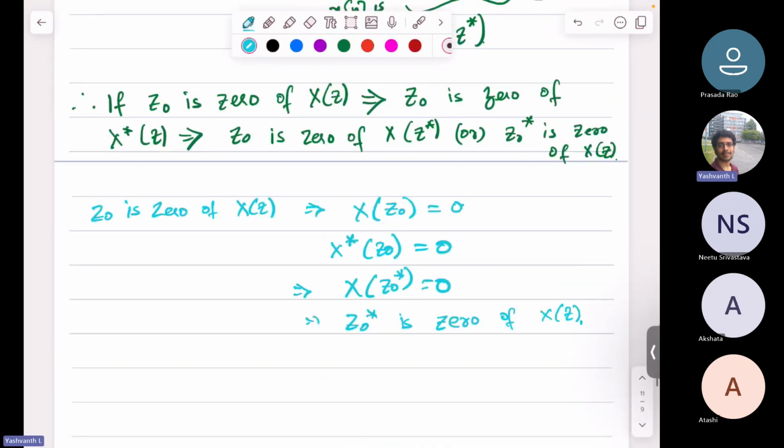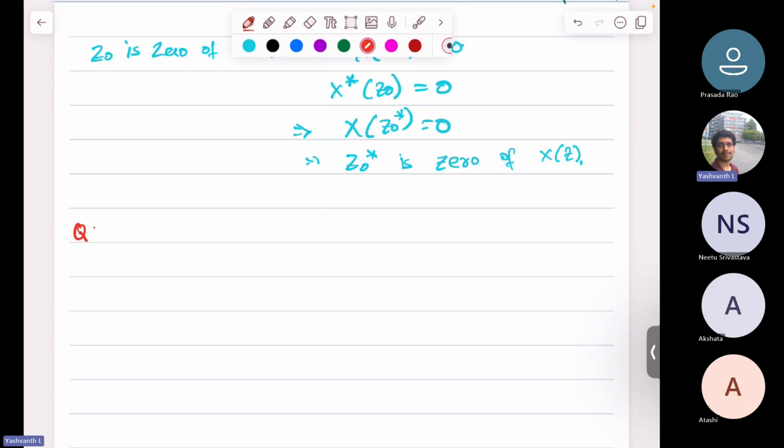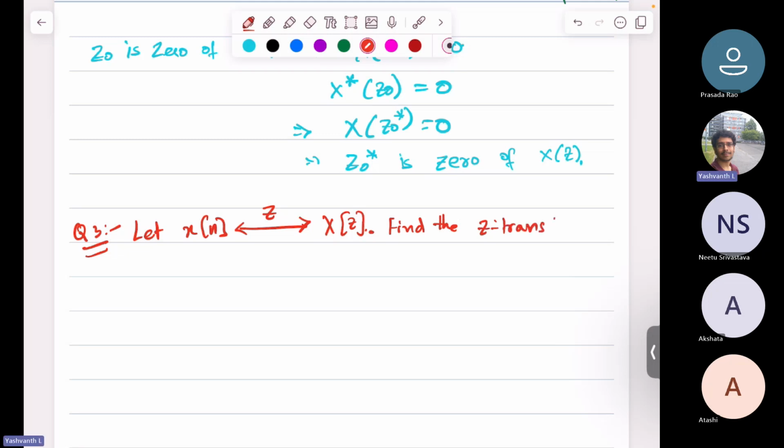Okay. So we'll now move to the next question. Let x of n have the z transform x of z. Then find the z transform of x of n naught minus n for some fixed integer n naught.